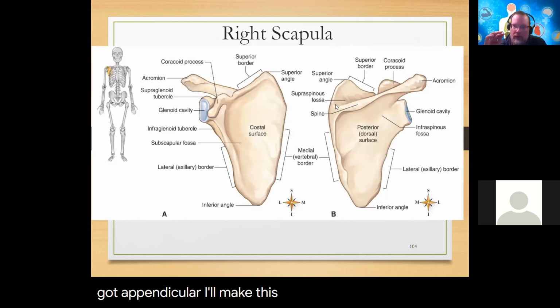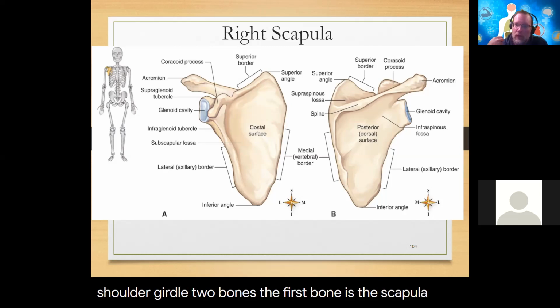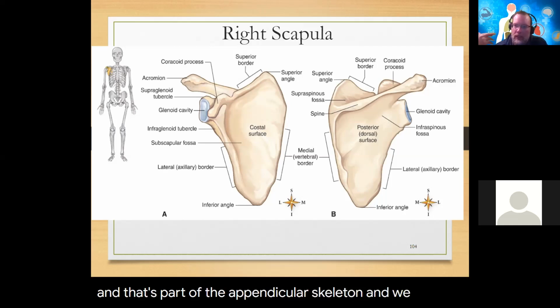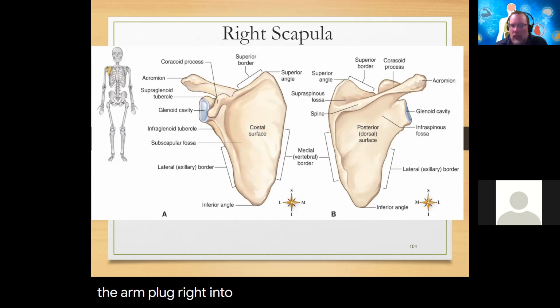I'll make this brief. We've got the shoulder girdle, two bones. First bone is the scapula. You've known it as the shoulder blade maybe. The second bone is called the clavicle or collarbone. So the collarbone and the shoulder blade are also known as the clavicle and the scapula, and they form the pectoral or shoulder girdle. And that's part of the appendicular skeleton. And we see the arm plug right into that pectoral girdle. Now, the scapula does have a couple of features you're going to want to take a peek at.